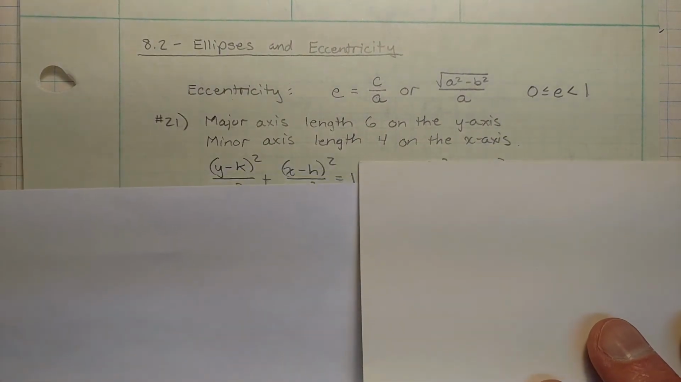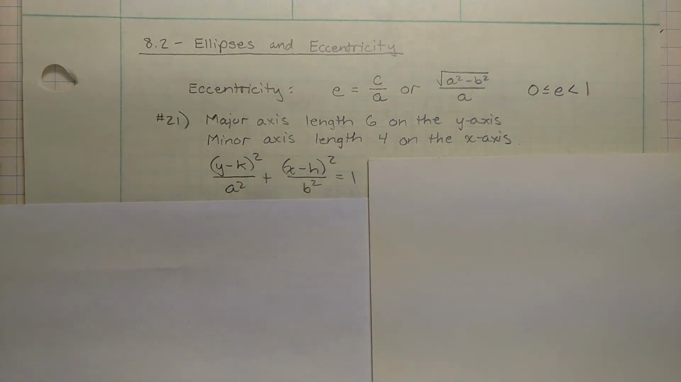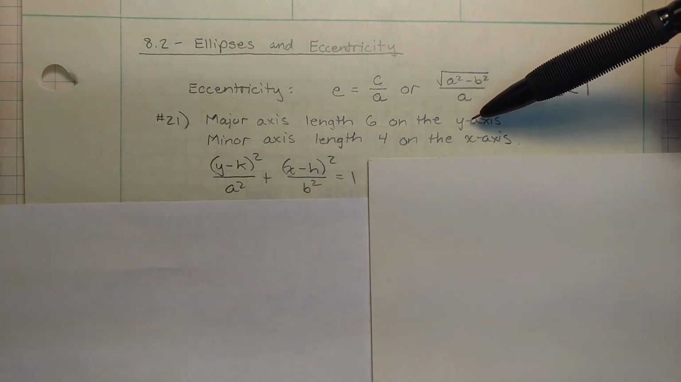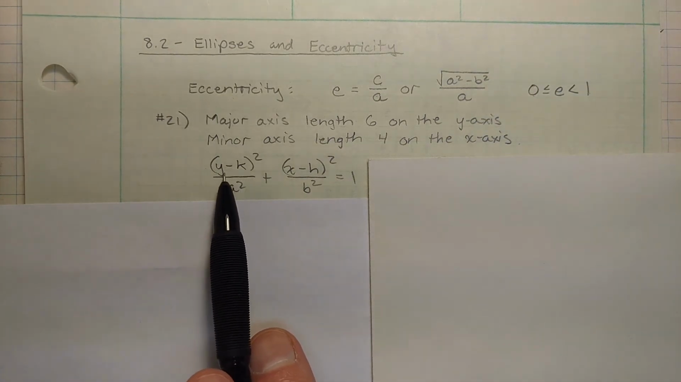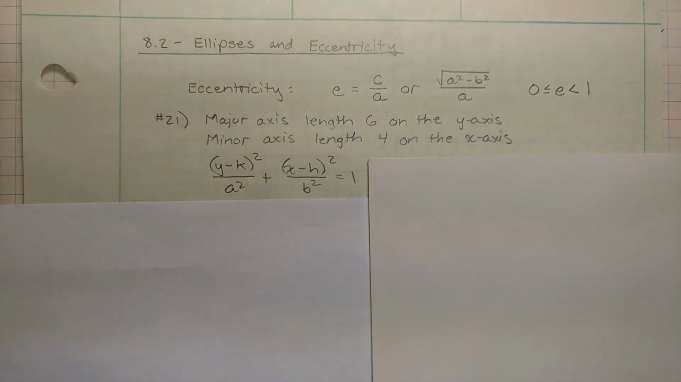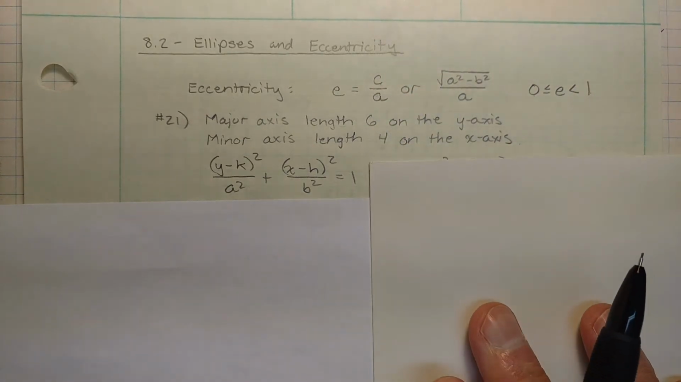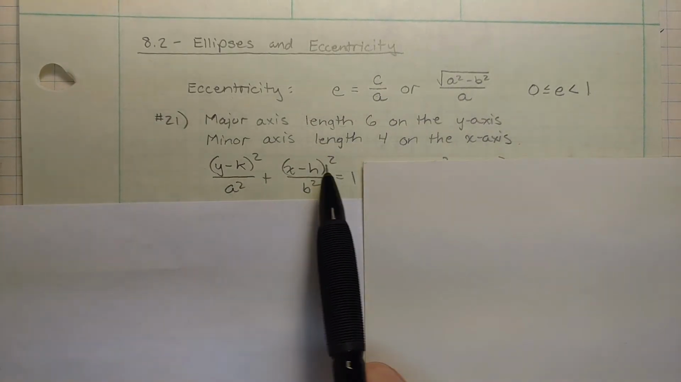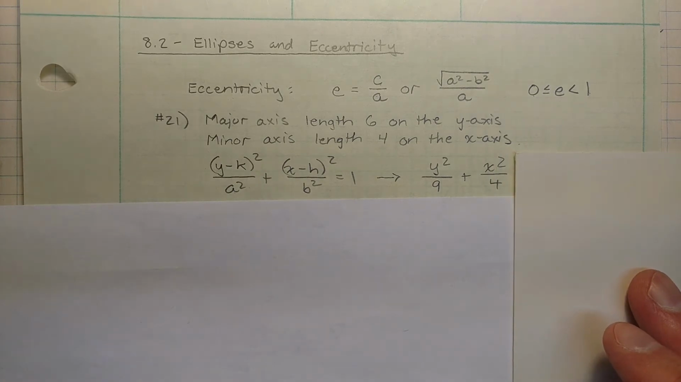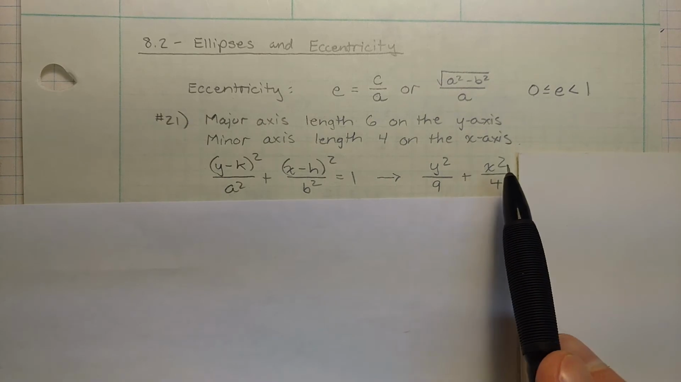So we know it's going to look like this for our basic equation, because since the major axis is on the y-axis, we know it's oriented vertically, so the a squared has to be underneath the y, and the b squared has to be underneath the x. Now, since it's centered at the origin, we know h and k are both 0. So it's going to look like this, with just y squared if k is 0, and x squared.